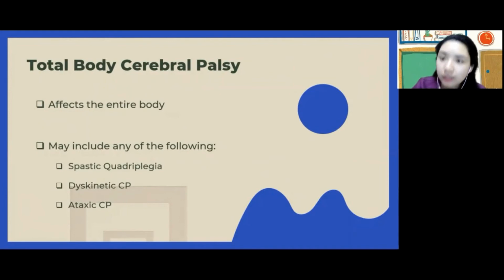Okay, so next we're going to discuss total body cerebral palsy. So this affects the entire body. So from the word itself, na total body. So this may include any of the following. So kadto atong discussed a while ago. So this is spastic quadriplegia, quad because 4 parts. We also have dyskinetic CP and ataxic, no? Kadong video of the man walking. So all parts of the body are affected yun. Iyang arms and iyang legs.